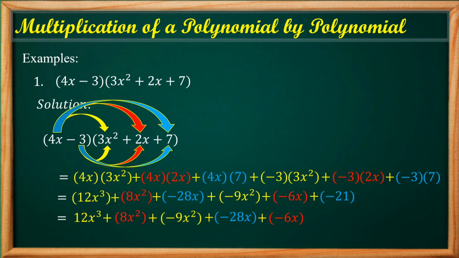Ayan, gi-sequence lang natin, o i-arrange lang natin. Then, minus 21 because it is negative 21. Since it is similar terms, therefore we can perform addition or subtraction of polynomials. Okay, copy. Then 8 plus negative 9 is negative 1. Then copy x squared. Next, negative 28 at saka negative 6.